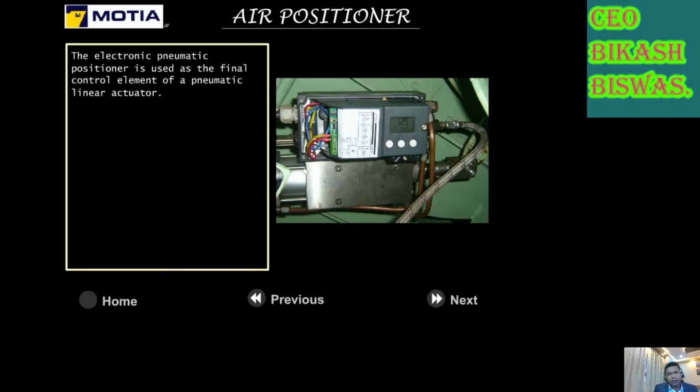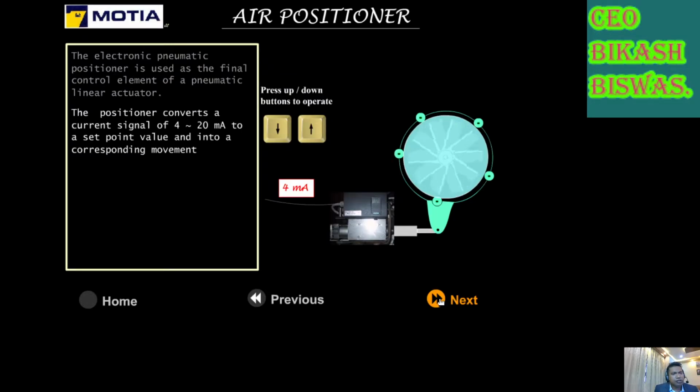So here the mechanism is linearly proportional. That means as per the current signal, the movement of the actuator is getting activated linearly. And this Sipart IP positioner is converting a 4 to 20 milliamp signal to air pressure. Generally, this air pressure is measured in PSI.